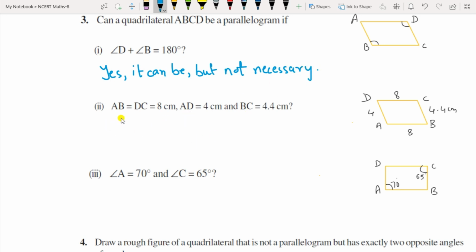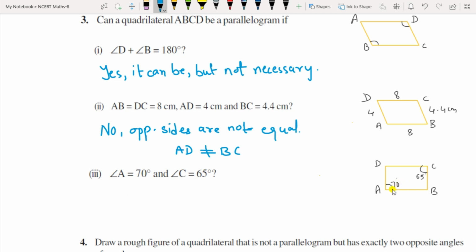Okay. Second figure is AB equal to CD equal to 8 and AD is 4 here and BC is 4.4. Then can this be a parallelogram? In a parallelogram, opposite sides are equal and parallel. Now in this it is 4 and this is 4.4. So no, this is not possible, as opposite sides are not equal. That is, AD is not equal to BC. This is the symbol for not equal.